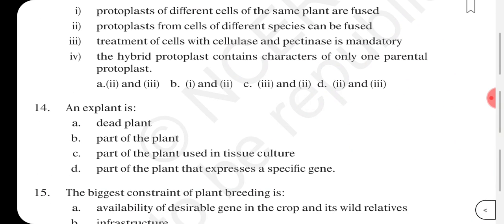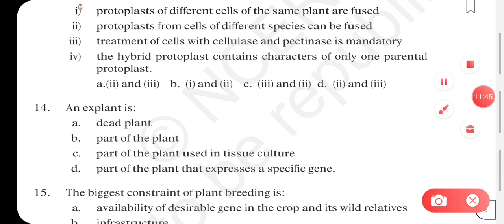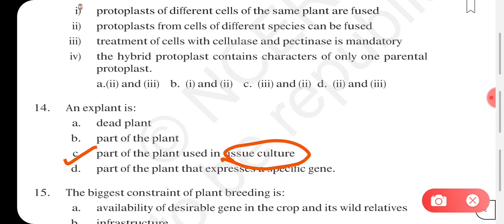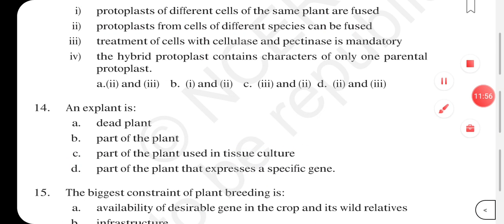An explant is dead plant, part of the plant used in tissue culture, or part of the plant that expresses a specific gene. So yes, here the answer, question number 14, is option C. It is a part of the plant which we are using in tissue culture, that is called an explant. Okay, it is the explant that is being used in tissue culture.